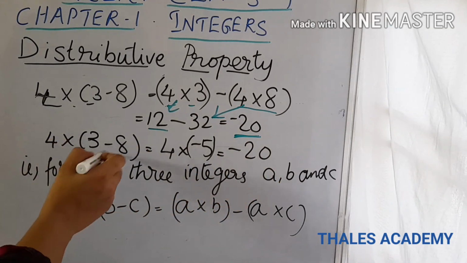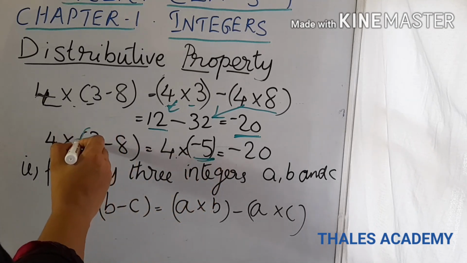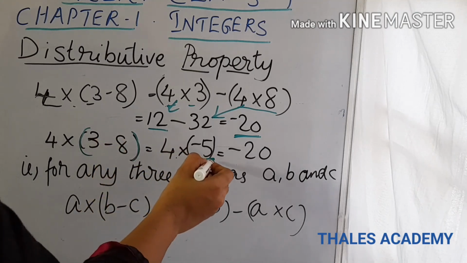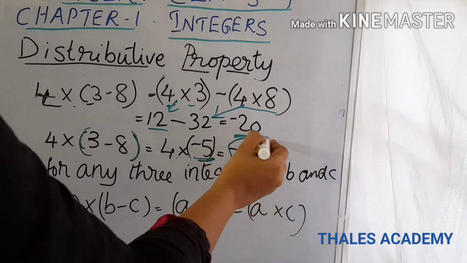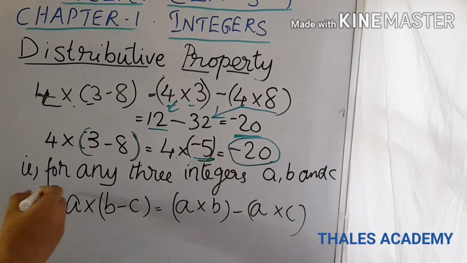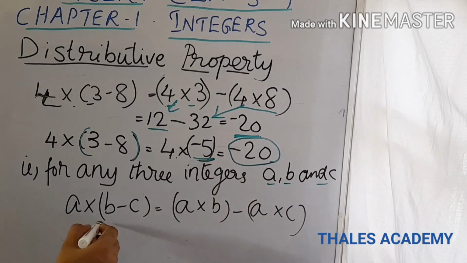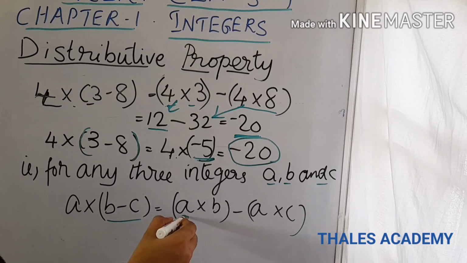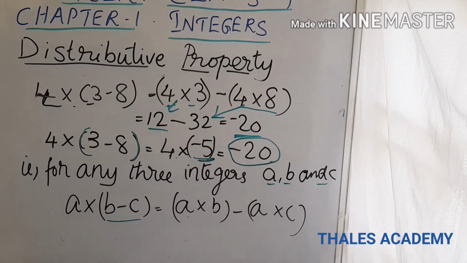4 into 3 minus 8 equal to 4 into minus 5. The answer of 3 minus 8, we get minus 5. 4 into minus 5, we get minus 20. The answer is same. That is, for any three integers a, b and c, a into b minus c is equal to a into b minus a into c. That is, the distributive property of multiplication over subtraction is true for integers also.